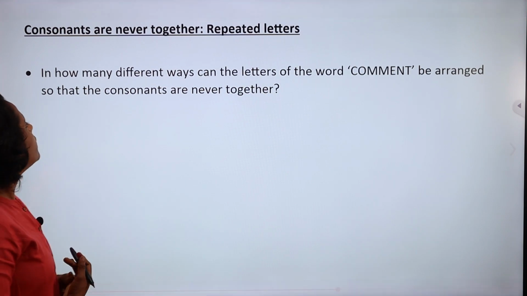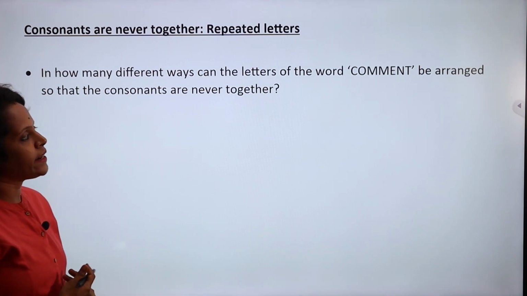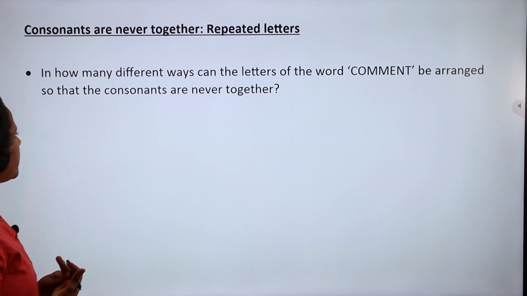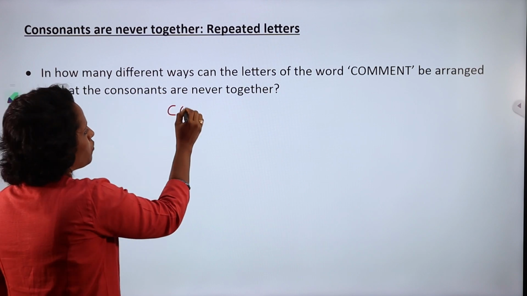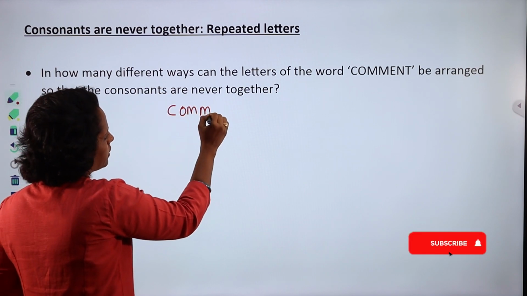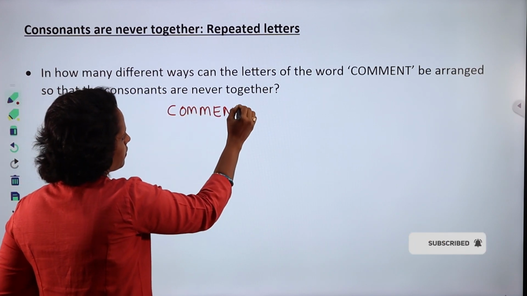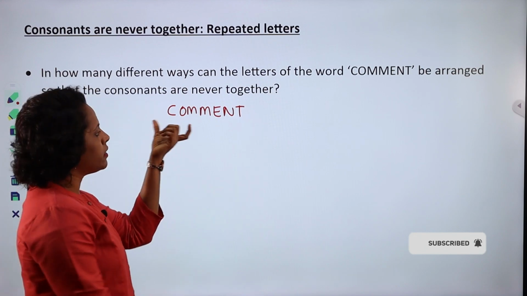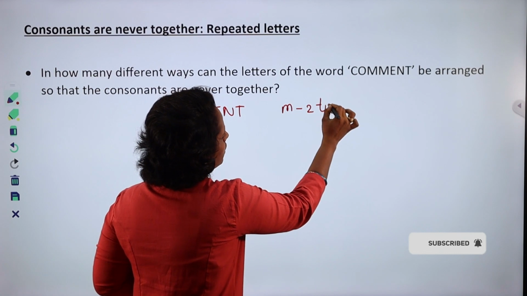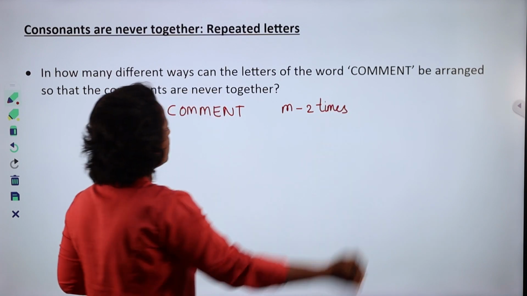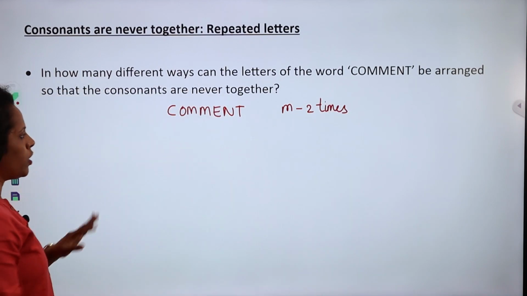The next one. In how many different ways can the letters of the word comment be arranged so that the consonants are never together? Our word is comment. If we can see here, a few letters are repeated, right? So M is repeated 2 times. Okay, remaining are all non-repeated letters.